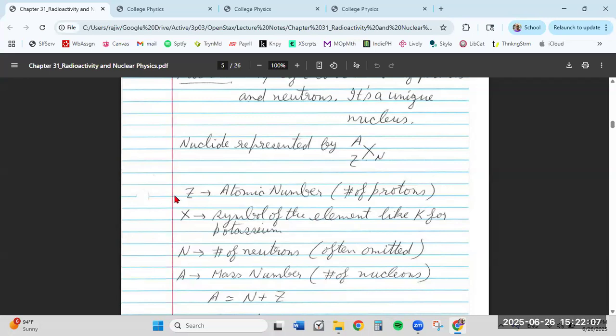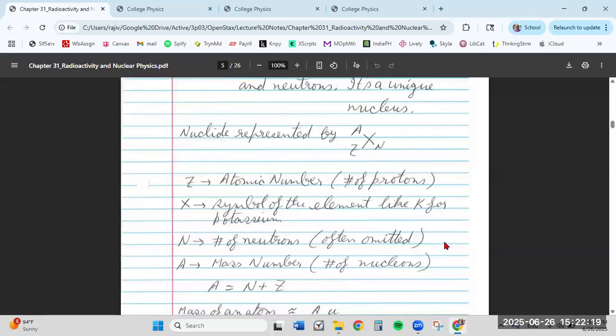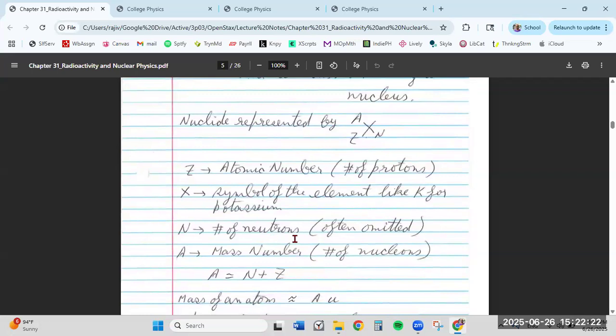Z refers to the atomic number, this one here, or the number of protons in the nucleus. X is the symbol of the element, like K for potassium, etc. N is the number of neutrons in the nucleus, this one here. And then A is the mass number, which is the total number of nucleons in the nucleus. So A is equal to N plus Z. Now, because of this relationship, if you know the value of A and you know the value of Z, you can easily find what N is.